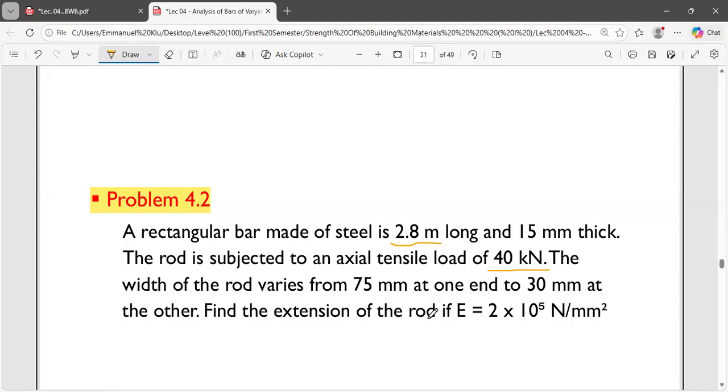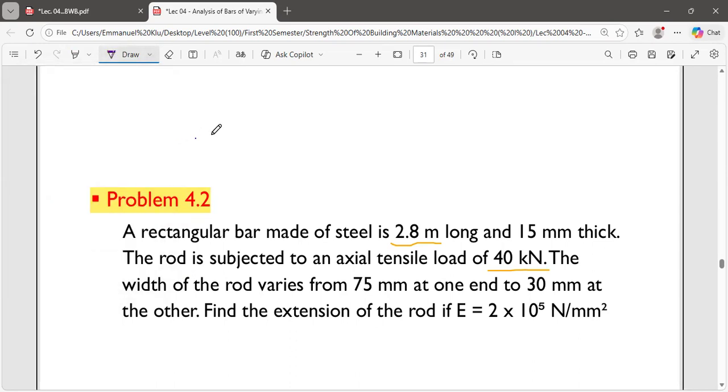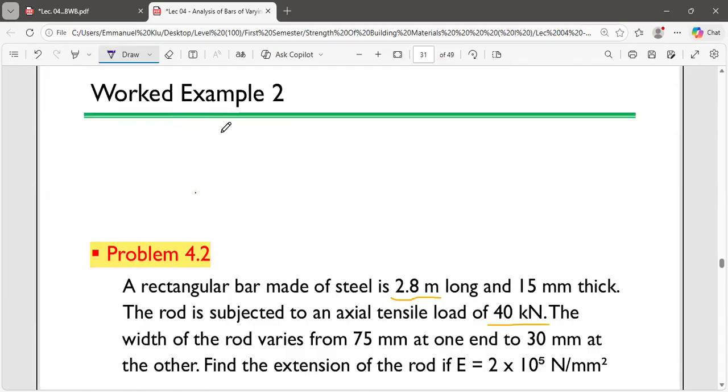Find the extension of the rod if E is equal to, let me say, 2 times 10 exponent 5 Newton per millimeter squared. Okay, so that is the question. Let's quickly put down our given and see how best we can solve it. So let's just write the given somewhere here.